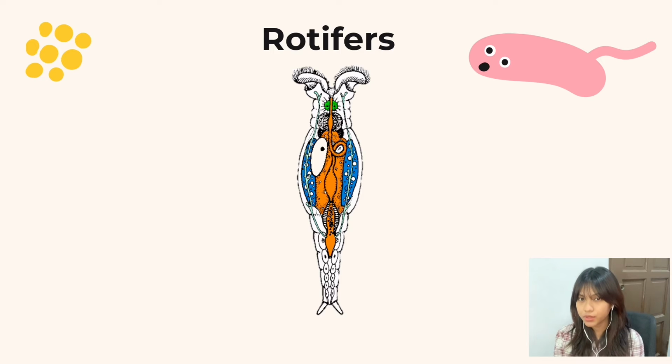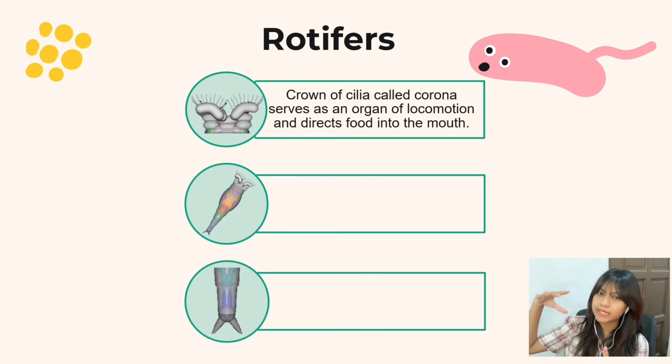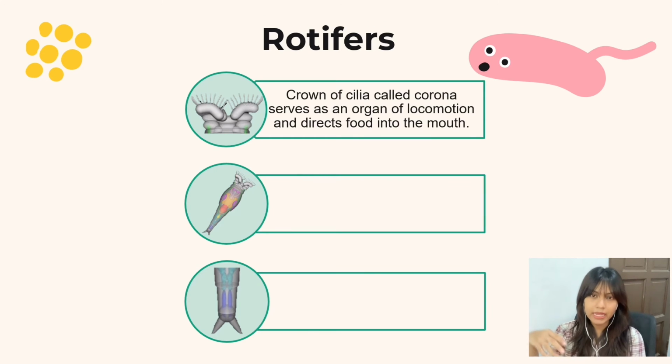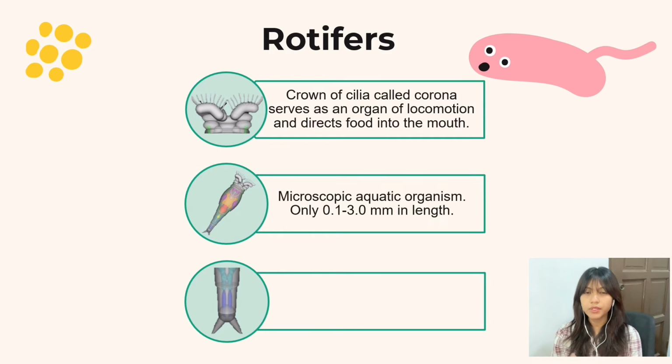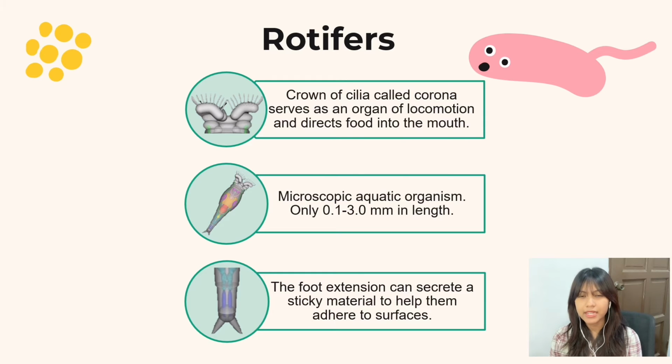Last but not least, rotifers. The top crown-shaped ciliary part is called the corona. It is an organ of locomotion as it directs food into its mouth. Rotifers are microscopic aquatic organisms. They are only 0.1 to 3 millimeters long. The bottom foot extension can secrete a sticky material that helps it adhere to surfaces.